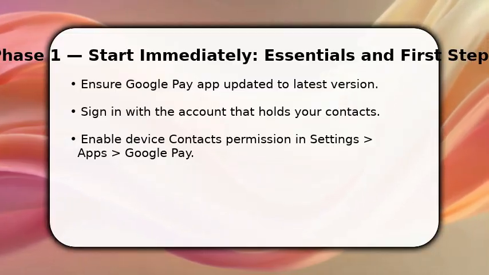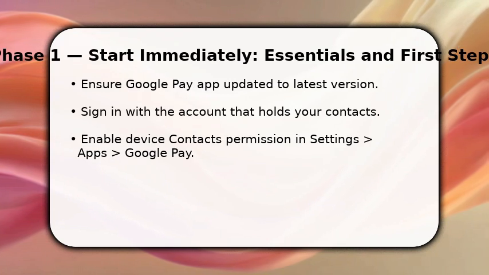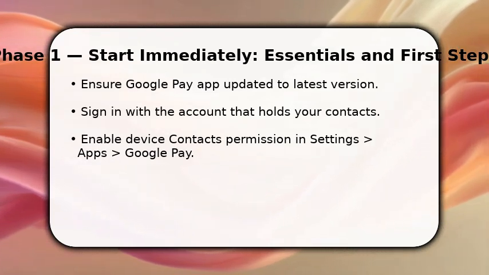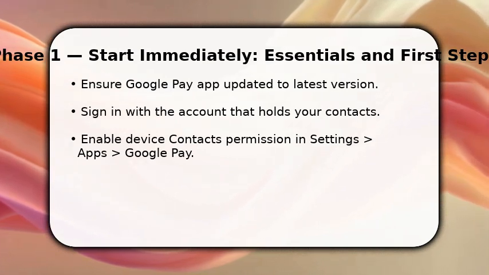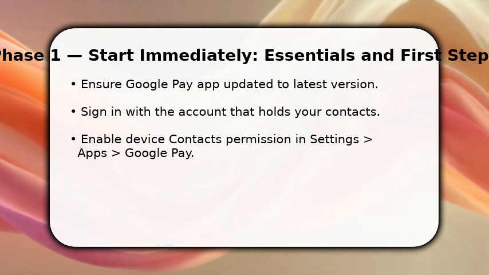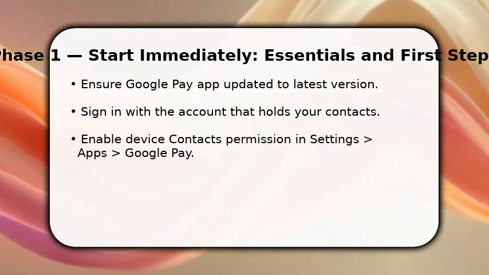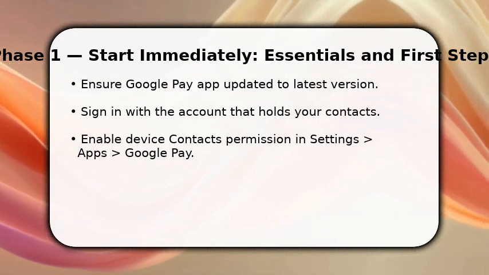You're starting inside the Google Pay app. Open it now and sign in with the account that contains the hidden contacts. Once done, make sure Google Pay has contacts permission. This is why contacts can be hidden. Permissions limit visibility. If permission is off, toggle it on, then back out to the app.